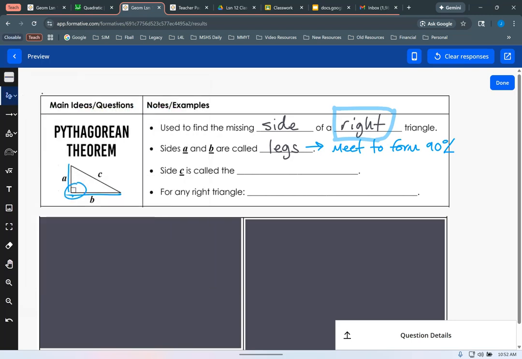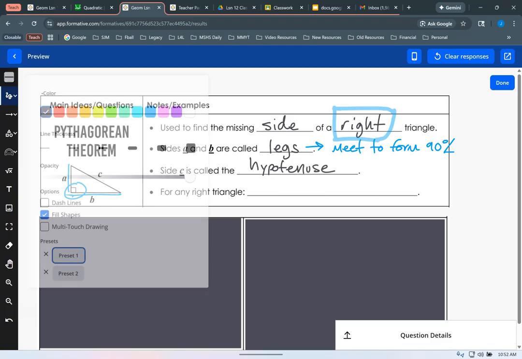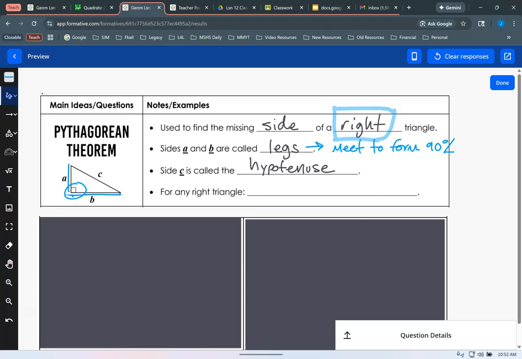Now, side C is the side of the triangle opposite the 90-degree angle, which is called what? We just talked about it the other day. That's your hypotenuse, right? This is where this comes into play. This is our hypotenuse, which is the side opposite the 90-degree angle, right? Opposite the 90-degree angle. And as we talked about in our classification, this is always going to be our longest side.